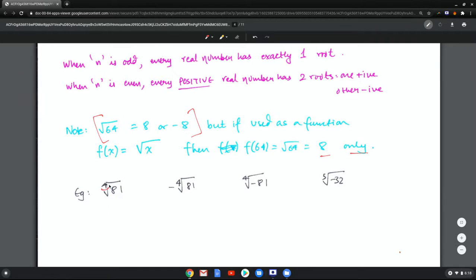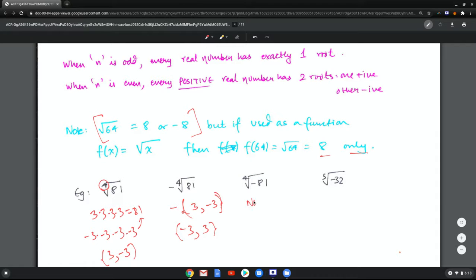Now here, this is even. It means there are two roots, and that's going to be, well, 3 times 3 times 3 times 3 is 81. And also negative 3 times negative 3 times negative 3 times negative 3 is 81. So this is 3, negative 3. So this is negative of 3 and negative 3. So you have negative 3 and 3, which is the same answer.